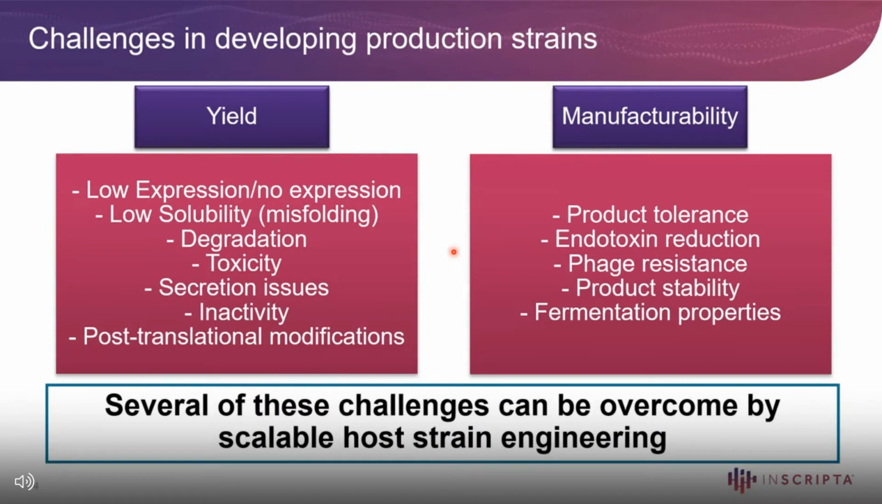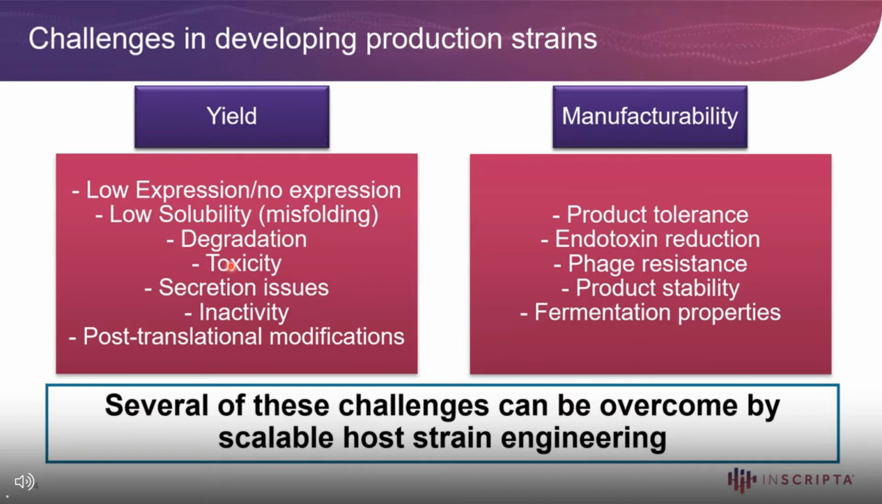There are a lot of challenges in developing these production strains that can be used for manufacturing various different products. Right now I'm going to focus mainly on protein production, but this can also be applied to nucleic acid production or even small molecule production. There are really two areas that are challenging for production strain development, and they break down to either yield or manufacturability.